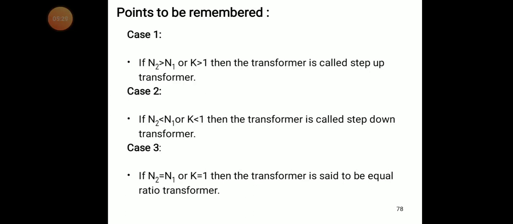The second case is if N2 is less than N1, that is, the secondary winding turns are less than the primary winding turns, or K is less than 1. Then the transformer is called a step down transformer. The meaning is that the supply voltage is high, and that voltage level is decreased by the step down transformer. Case 3 is if N2 equals N1 or K equals 1. Then the transformer is said to be an equal ratio transformer.